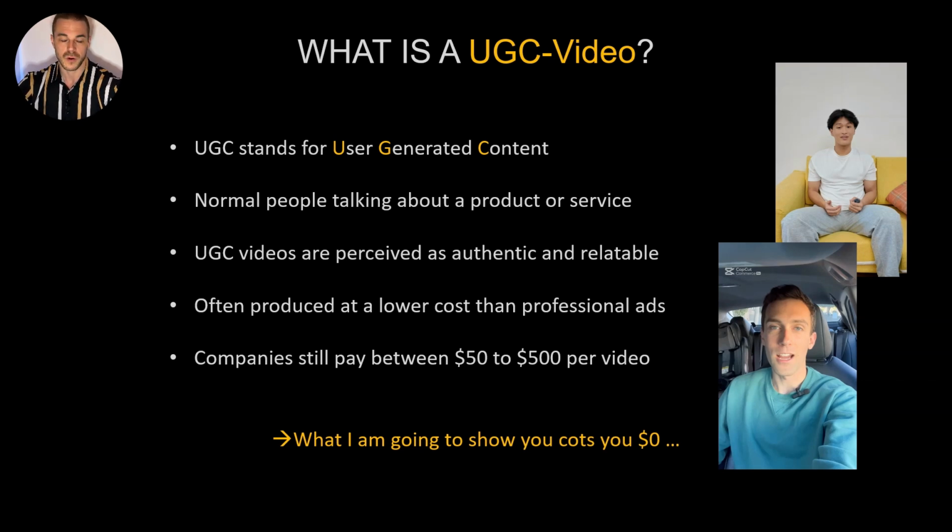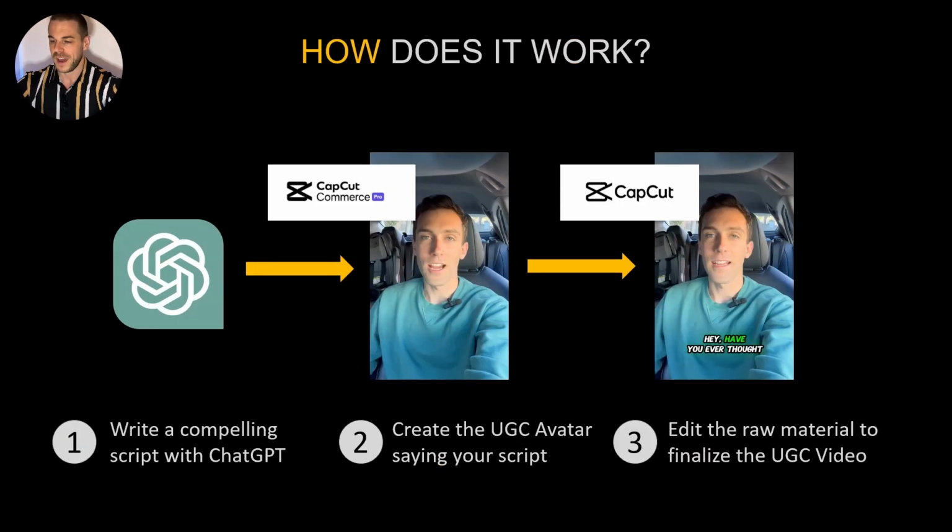And I'm going to show you a method how you can create your own UGC video using AI, and that for the cost of $0. Let's jump over and have a look at the process. We will use 3 different tools, and it's also a 3-step process. We will start out with ChatGPT, which will write our compelling script for our UGC video. Then we go over to CapCut Commerce to create our UGC avatar saying our script, and then we will do the final editing of our video in CapCut.